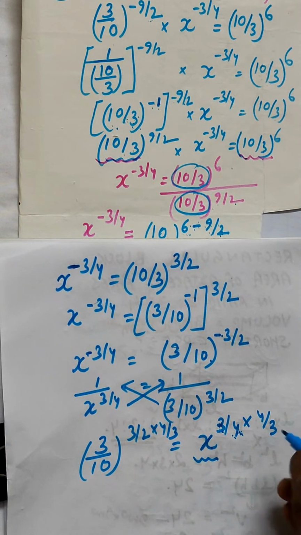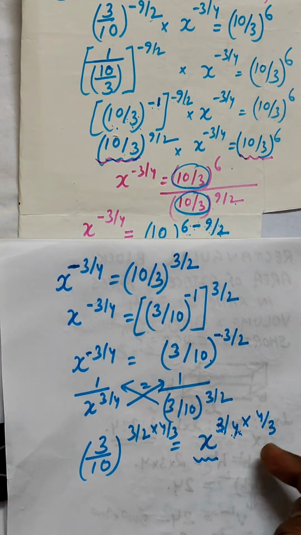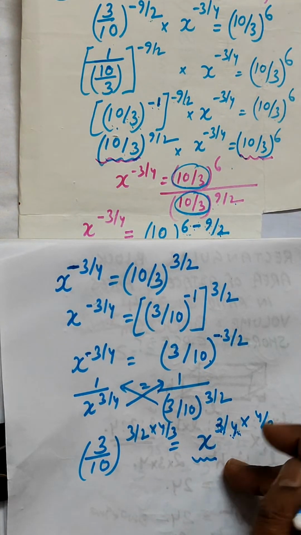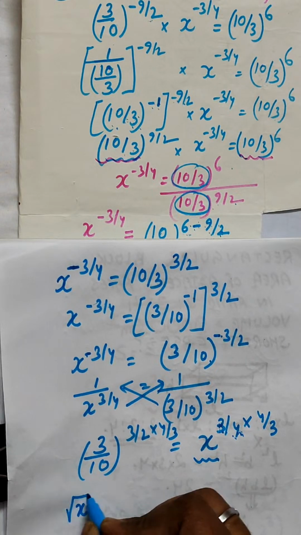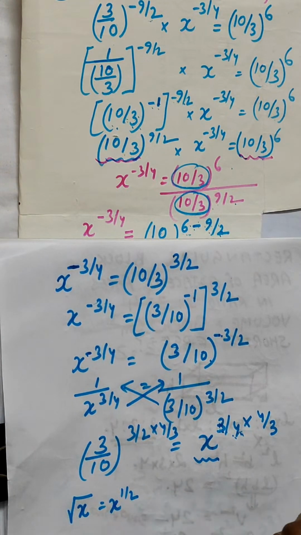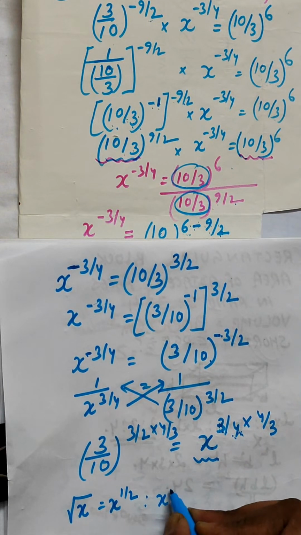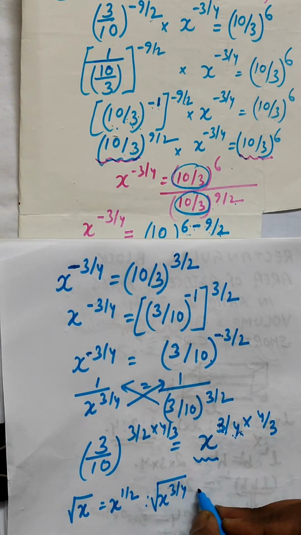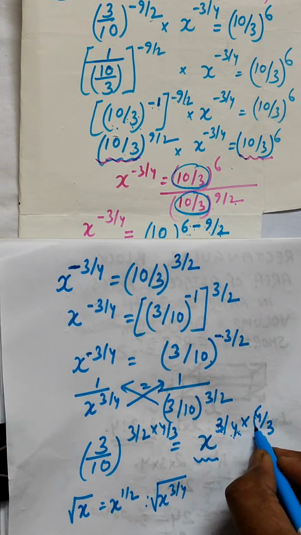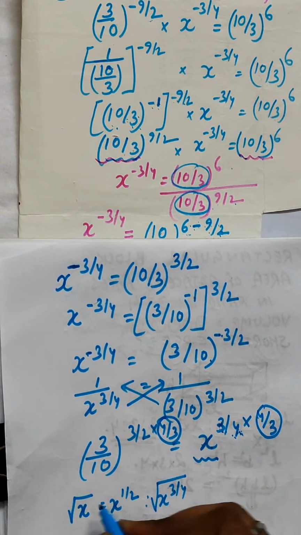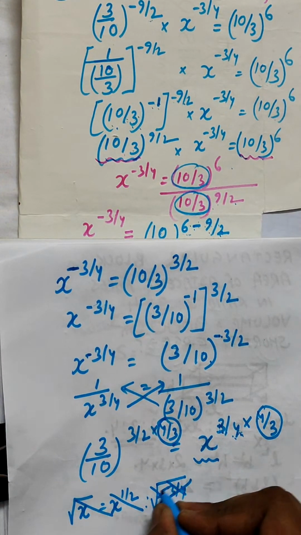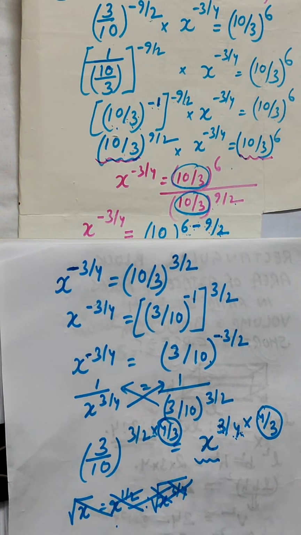Why will we be doing it? Just to remove the exponent. For a square root of any number, that means x power 1 by 2. So for x power 3 by 4, if you are applying this 4 by 3, then this 4 by 3 can be taken into both the sides without impacting the relation which is over here.